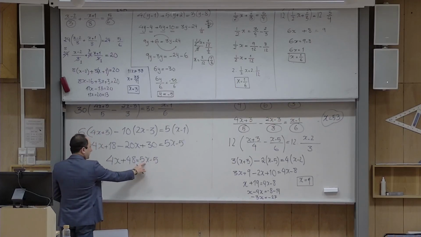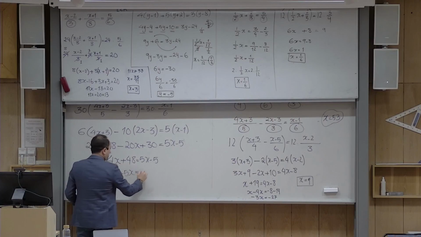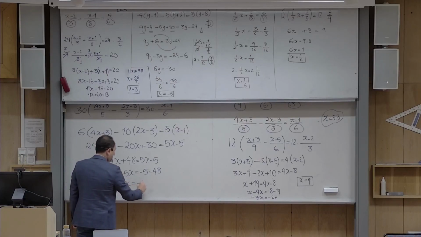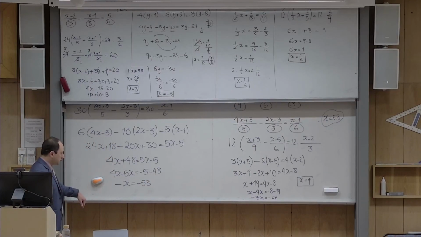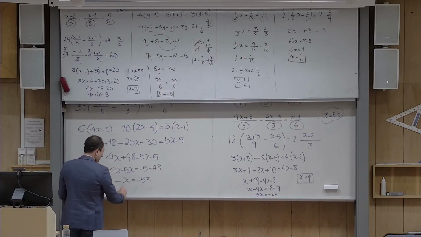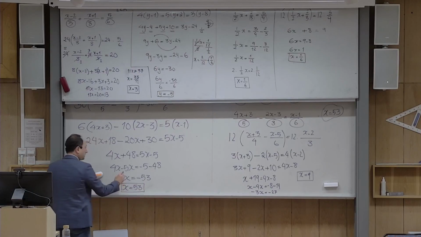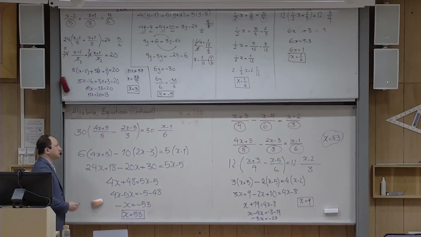I move 5x to the left. So this becomes 4x minus 5x. Minus 5 is already there. I move this to the other side. But then it becomes minus x is equal to minus 53. But we are looking for x. So what is x? x is 53. So the answer that you provided is completely correct. This shows that you actually learned this lesson very well.